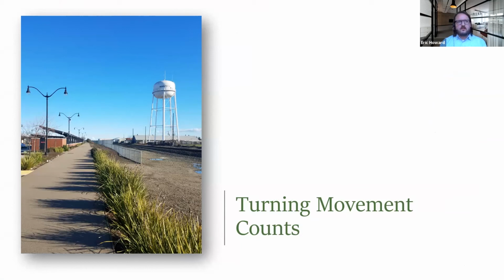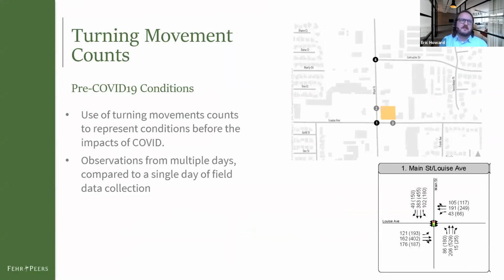The third project type that I wanted to quickly highlight was some turning movement count data that we had to pull for a small project that we were evaluating in the city of Manteca. What's really nice about StreetLight data and the ability to get this turning movement count data is that it allows you to look back in time, and we can pull turning movement counts during pre-COVID conditions, before traffic was impacted. So you can look back in time.